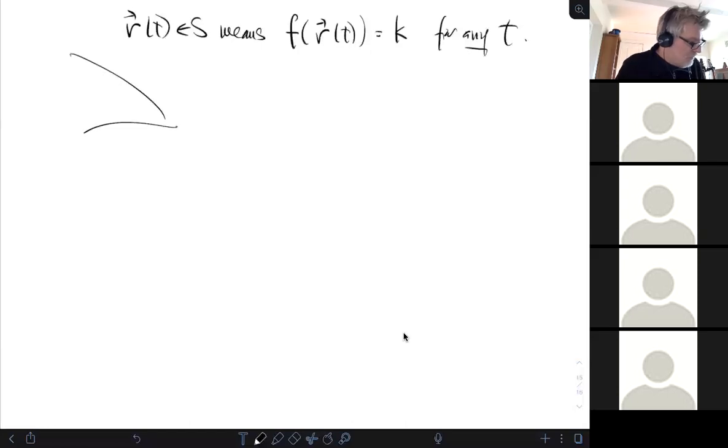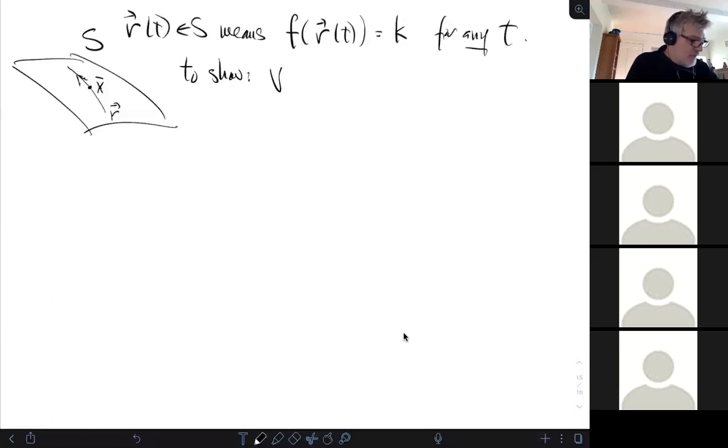Okay, so let me do a picture again. This is S, X bar, and your curve R passes through the point here. Okay, so it's in S. And what do I want to show? I want to show that the gradient of F at X bar is perpendicular to R at X bar.